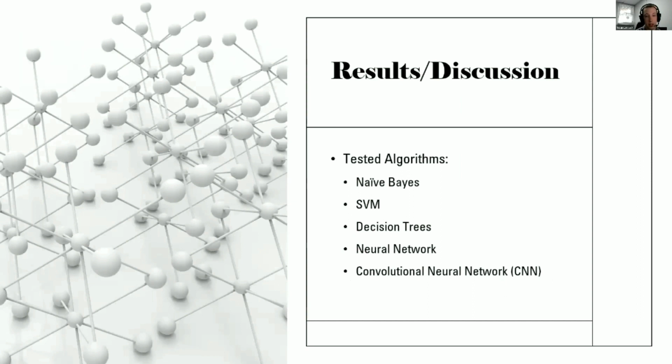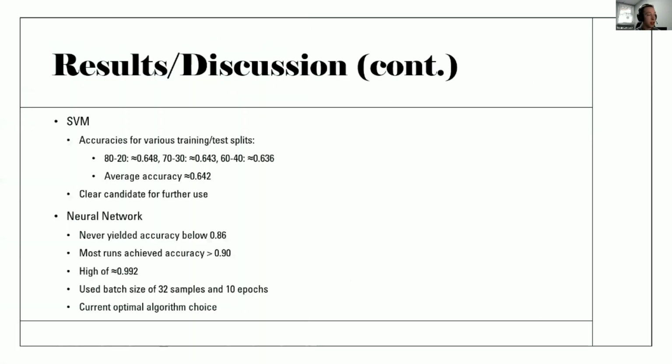So getting into the results and discussion, I'll first cover the algorithms that were tested. So in total, we tested naive Bayes, SVM, decision trees, neural network, and the convolutional neural network. And among these algorithms, the ones that provided reliable results were the SVM and the neural network. So I'll cover those first.